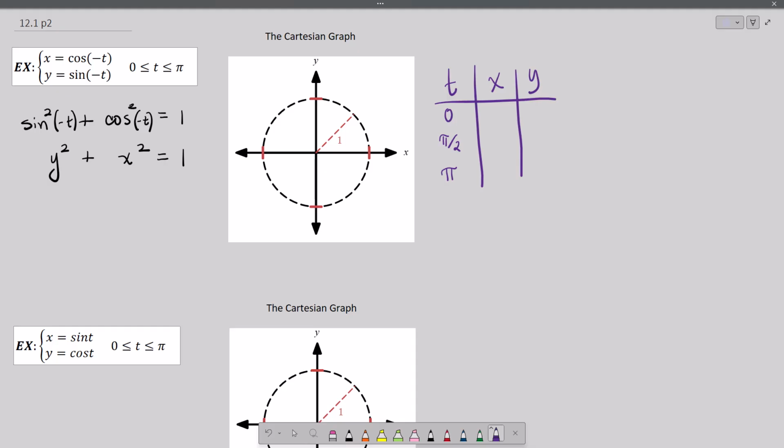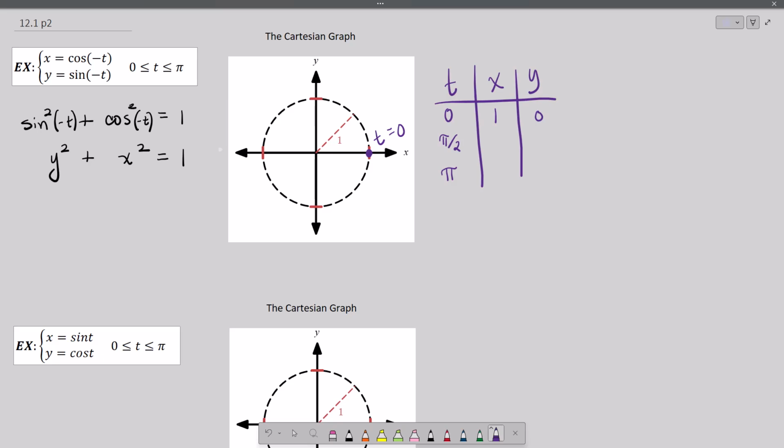OK, so we plug in 0. We come up here. We have cosine of 0 and sine of 0. Cosine of 0 is 1. Sine of 0 is 0. So once again, we are starting right here. So that is our start point. That's where we are when t is 0. And all of your graphing utilities can graph parametric curves. Desmos, all these things, they can all graph parametric curves.